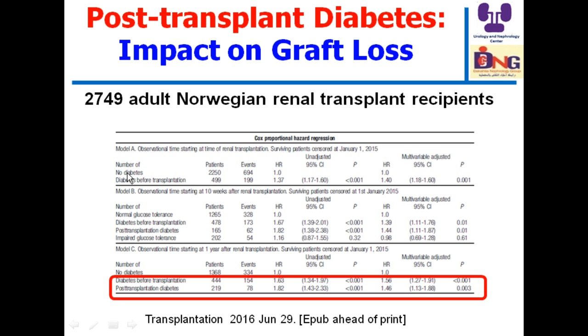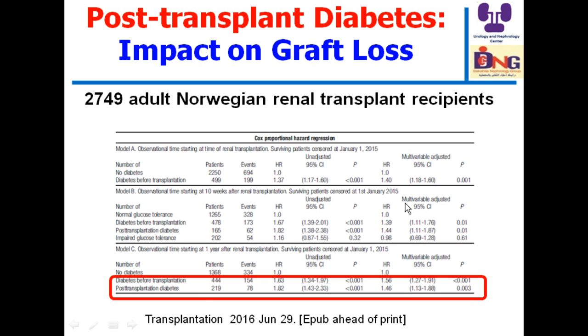Here, the presence of diabetes is bad news, increasing the hazard for graft loss 1.3-fold. And this is, again, if it is done after 10 weeks of transplantation, the presence of diabetes before transplantation, post-transplant diabetes, impaired glucose tolerance, all these affect graft survival, but diabetes before transplantation and post-transplant diabetes are associated with a significant adverse effect on graft survival by multivariate adjusted analysis.